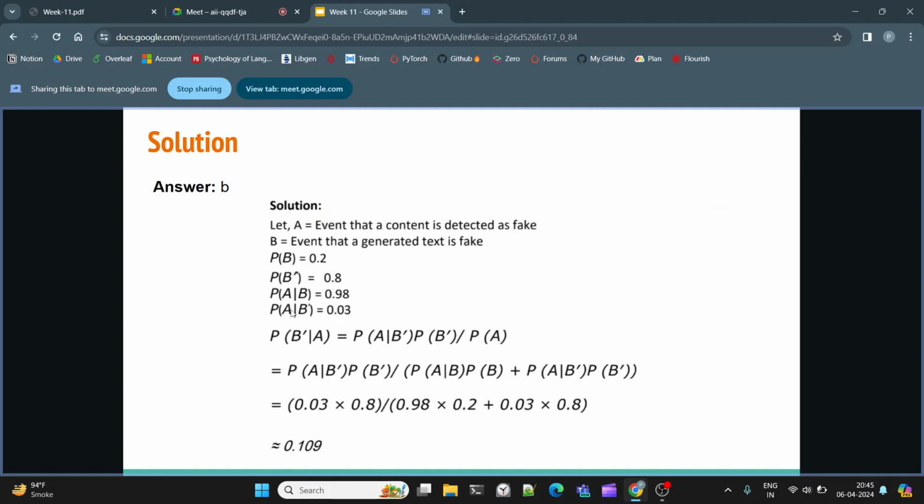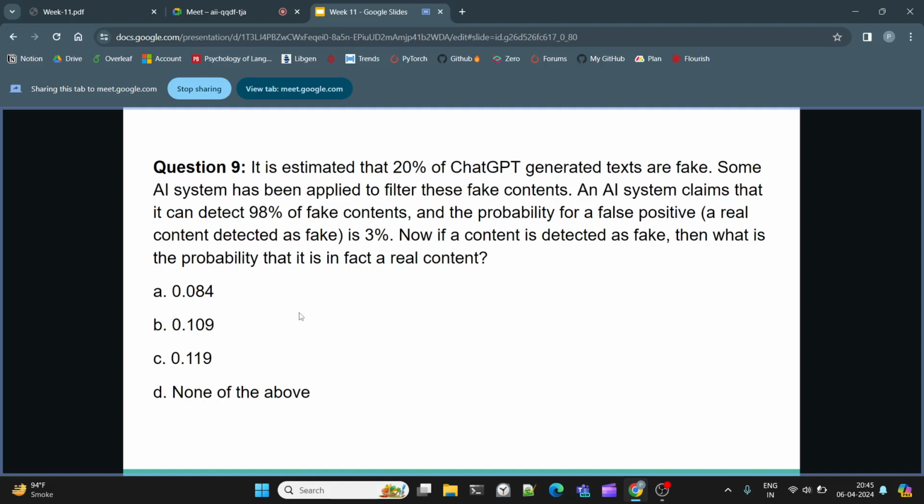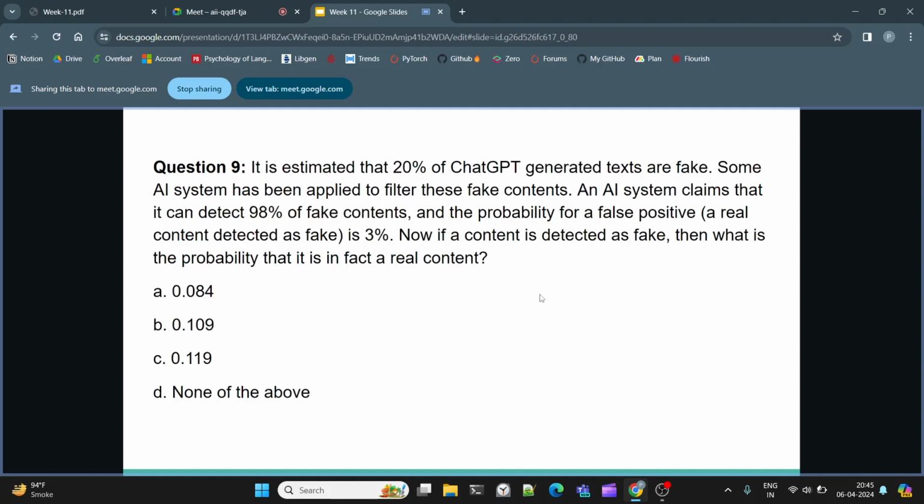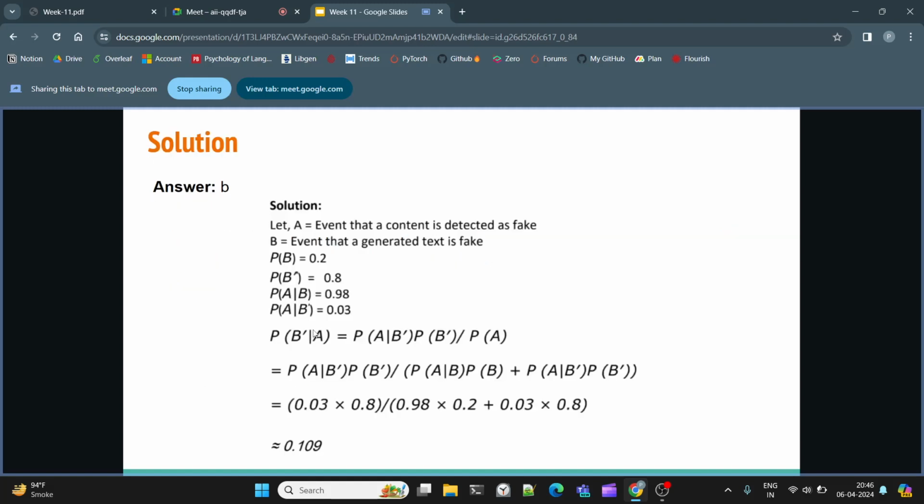What is the probability of A given B dash? That is, the content is detected as fake given B dash. So if the generated text was actually real, not fake, but it was detected as fake, this is the false positive part. So it is 3%, that would be 0.03. Now we have these values. What has been asked of us is this: the content is detected as fake, then what is the probability that it is in fact a real content?